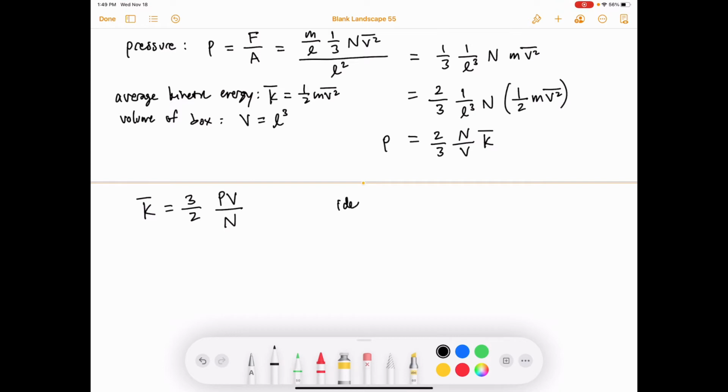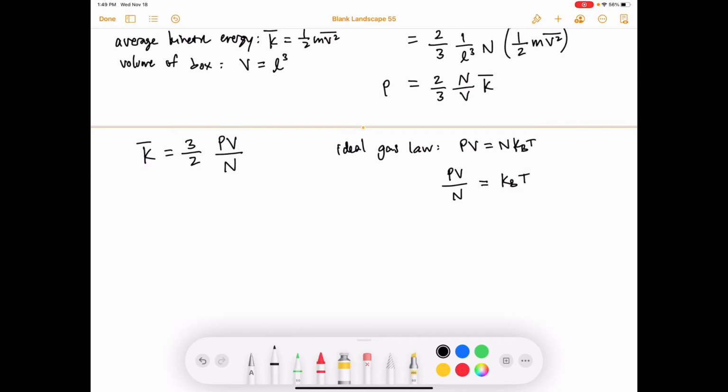The next thing I'm going to bring into the equation is the ideal gas law. Remember, this says PV equals N times kT. Let's be careful. I'm going to label this as KB for Boltzmann's constant, not to be confused with K bar, which is the average kinetic energy. At any rate, PV divided by N, which is what we see in our expression here, is just equal to KB times T. So the average kinetic energy, K bar, is equal to 3/2 times Boltzmann's constant times the temperature.